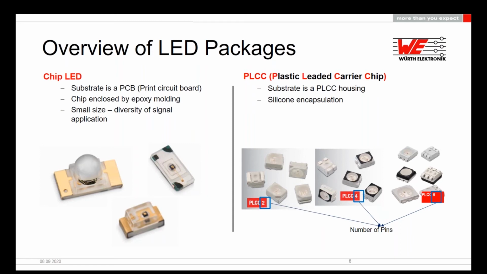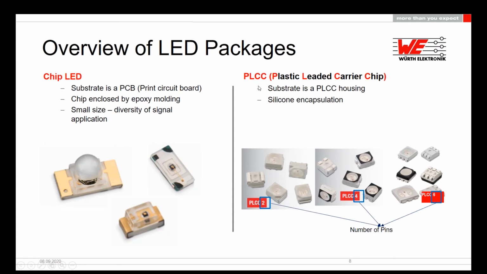There are many kinds of LED packages. First, here you see the chip LED. This is a type of LED package. The chip LED has a substrate like a PCB, and the optics is made out of epoxy molding. With this type, we can make the LED very small, like 0402.